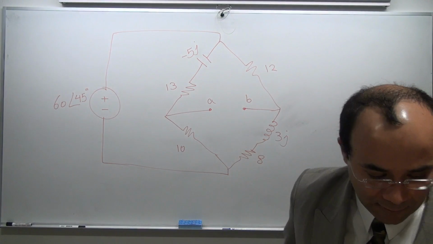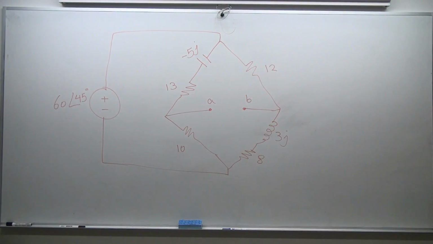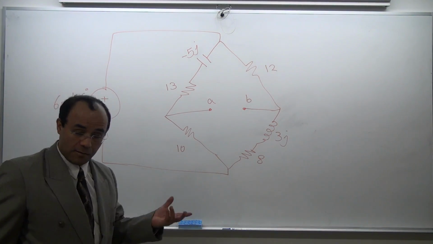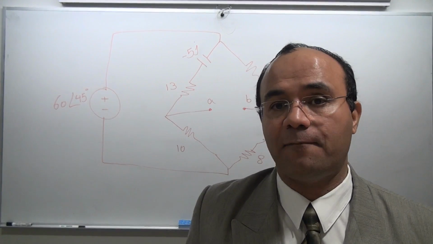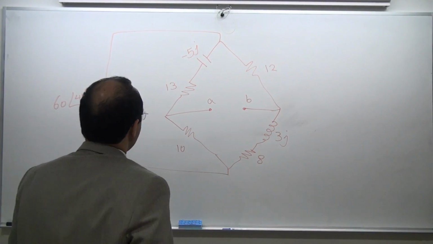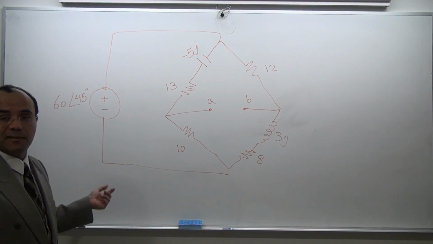What's the question? The question is, find the Norton equivalent from points A and B. Well, you can do Norton, as I said, or you can do Thevenin, and then the final step would be a Norton. I want to do Thevenin because it's really easy. This one especially is extremely easy.